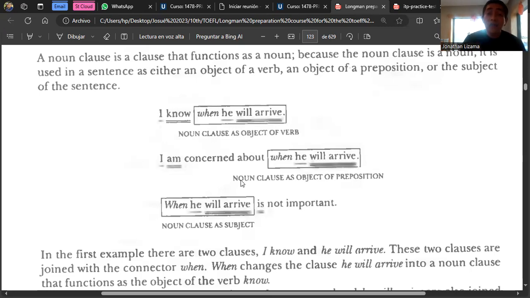The first example. I know when he will arrive.